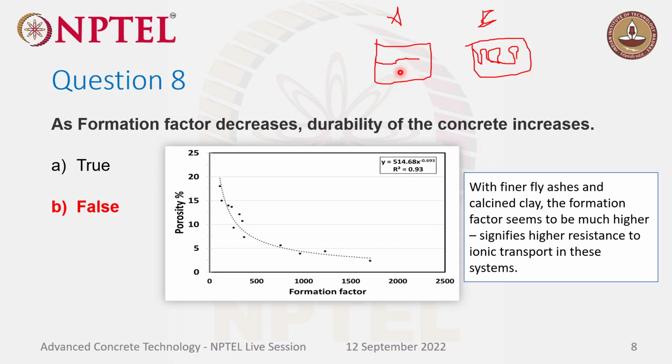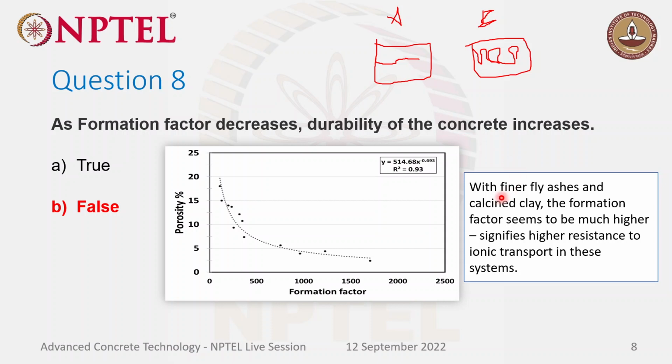Tortuosity is nothing but the complexity in reach for the contaminants to travel through the concrete. So here the complexity is very little, but here it's very complex. So the formation factor for this concrete will be much higher, and for concrete A much lower. With an increase in formation factor, obviously the durability of the concrete will increase, because the path taken by the water or contaminants from the environment to travel through the concrete will be much longer if the formation factor is higher.